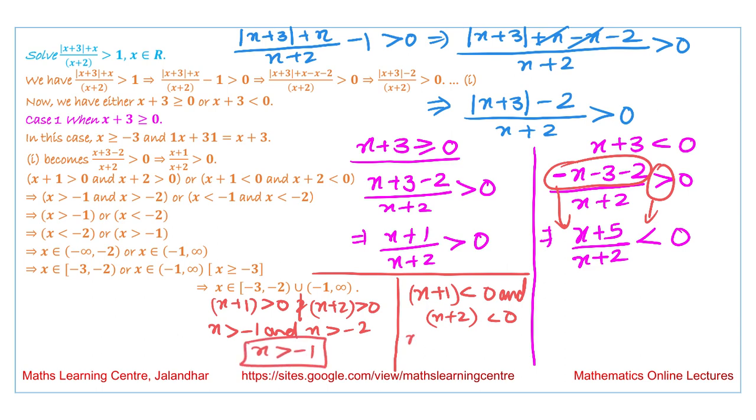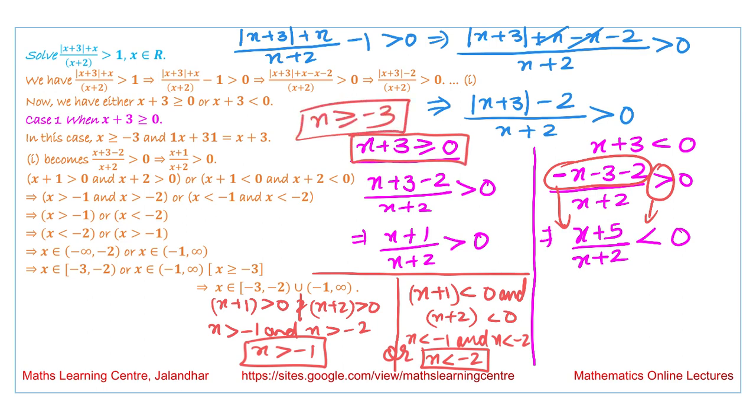In the second case we are having x is less than minus 1 and x is less than minus 2. So the answer we obtain is x is less than minus 2, and it is "or" in between these two values. And from the given condition we have x is greater than or equal to minus 3. So if we plot all these points, we have minus 1, minus 2 and minus 3.